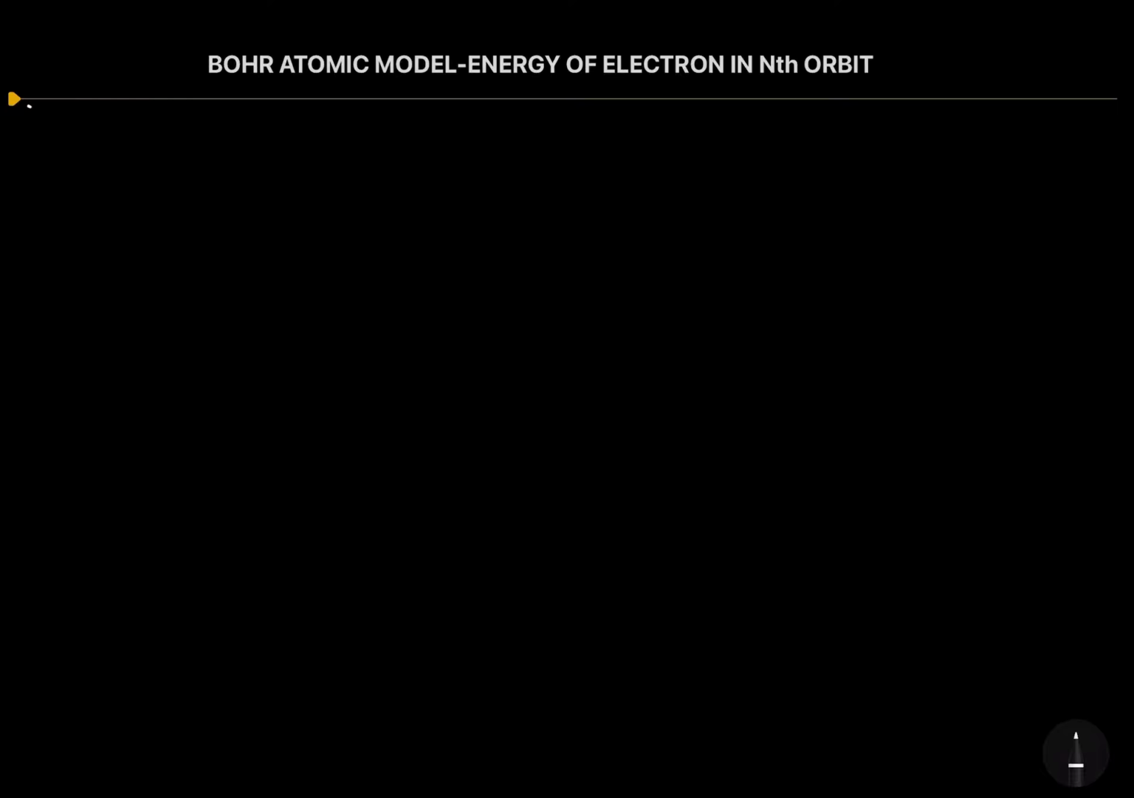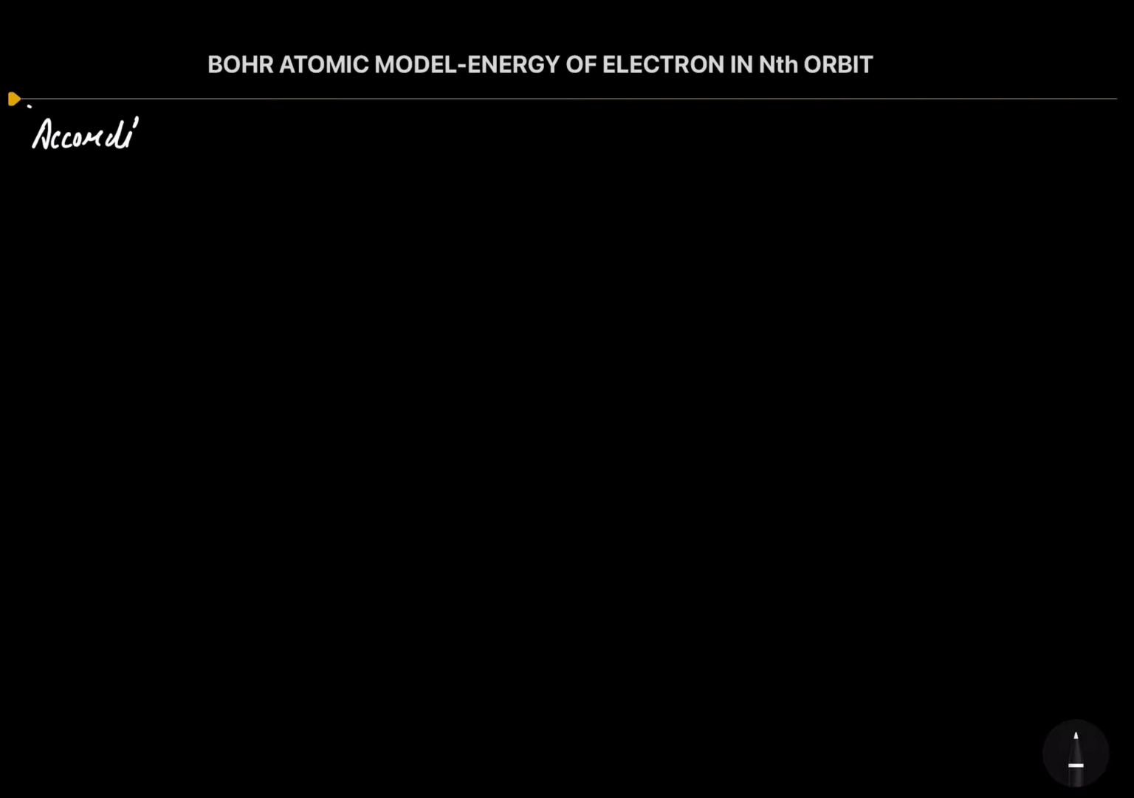My dear students, today we are going to derive the energy of electron in nth orbit according to the Bohr atomic model. In the previous lecture of the Rutherford model, we have derived the potential energy of electron and the kinetic energy of electron. Let me revise that first. So I am writing according to the Rutherford model first.